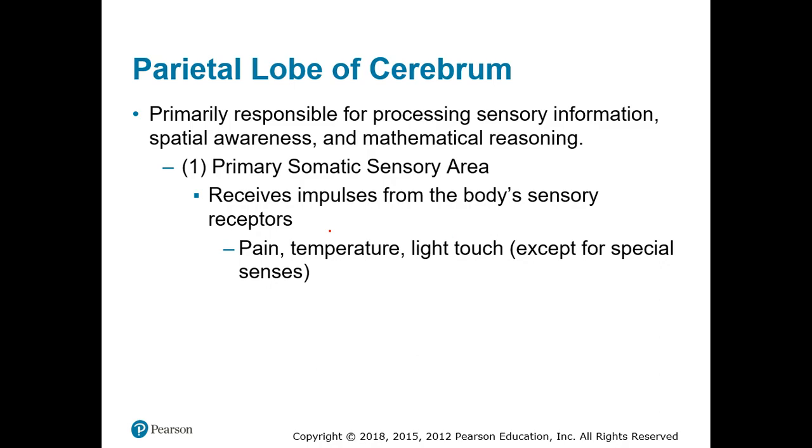The major area that I would like you guys to know is called the primary somatic sensory area. Sensory just means senses. This part of the brain receives impulses from our body's sensory receptors. So this processes things like pain, temperature, and pressure, such as light touch. It does exclude any special senses. When I say special senses, I'm talking about sight, taste, and smell.